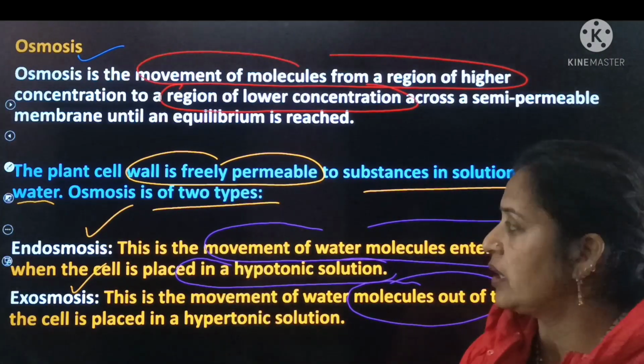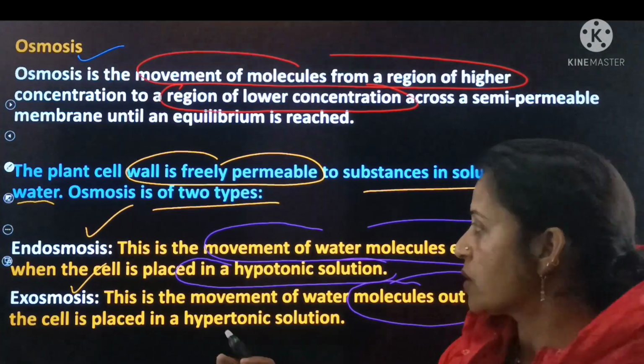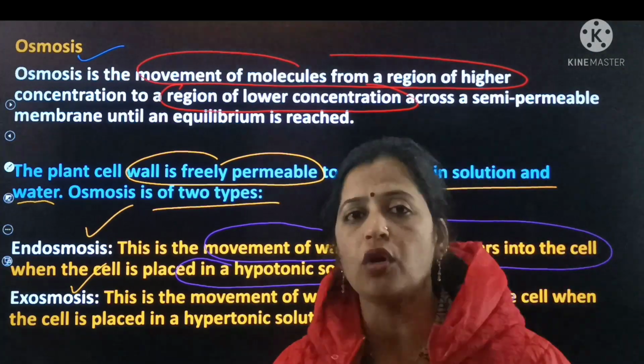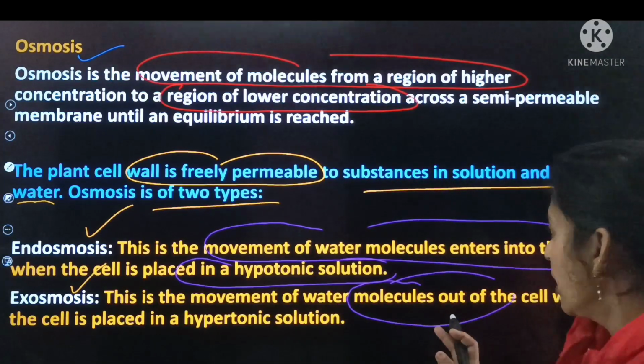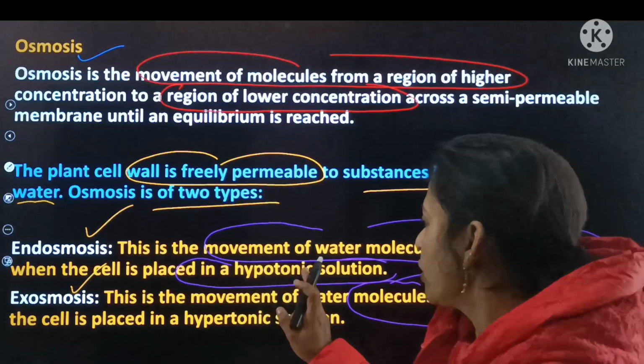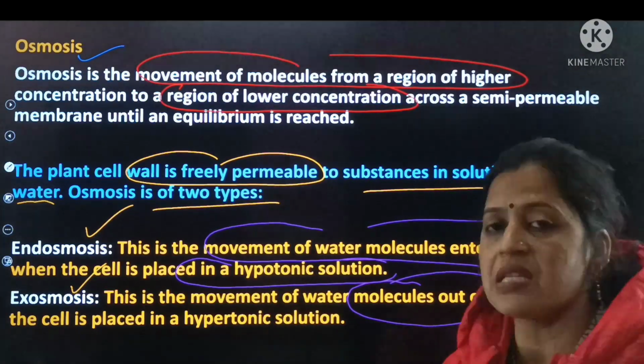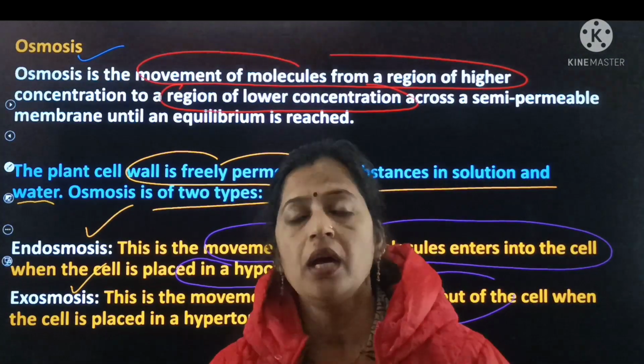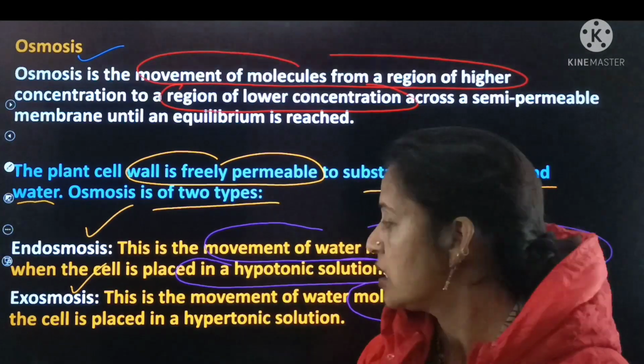This is the difference between the endoosmosis and the exoosmosis, जिसमें की movement होती है water molecules की across a membrane, and in endoosmosis it enters into the cell when it is placed in the hypotonic solution, and in exoosmosis it is placed in the hypertonic solution.